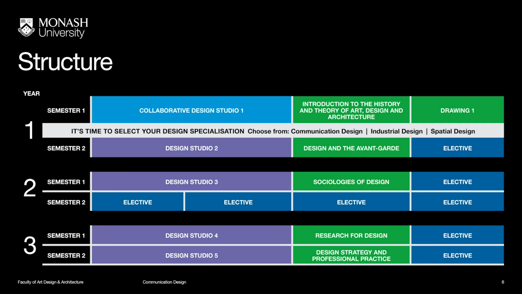The 3-year Bachelor of Design in Communication Design begins with a collaborative design studio in Semester 1. This is where all design students come together to explore the fundamentals of design practice, of making, of experimentation and of collaboration. In the second semester, this is where students move into their areas of specialization. And for communication design students, that means a focus on typography, photography, image and layout, as well as audio, video, and user experience design. The studios are supported by a theory stream and an elective program.